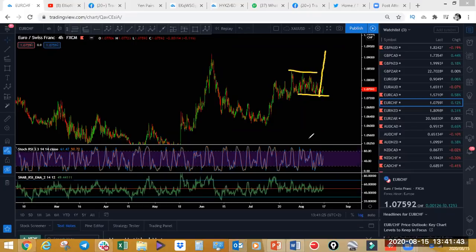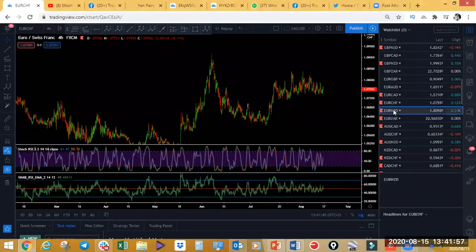That means a bigger structure. So this is all the correction we needed, and this is going to continue from there. Expect this one to break out of this structure and continue to the upside. So that is EURCHF.